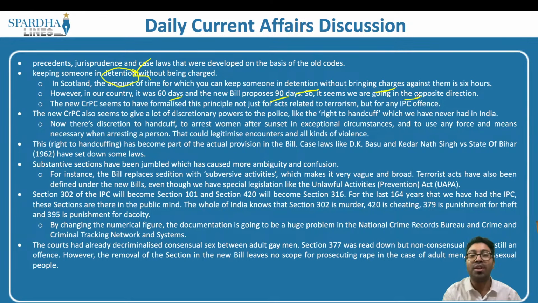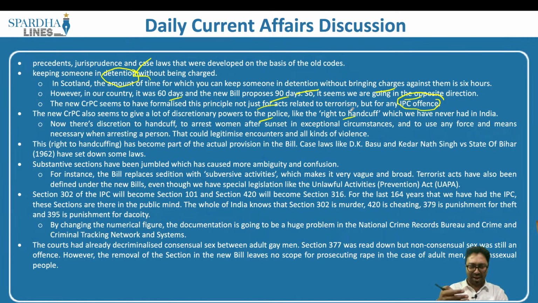So it seems we are going in the opposite direction, and the new CRPC seems to have formalized this principle not just for acts related to terrorism, but even for general laws like IPC. So this is the major issue, says the author. The new CRPC also gives a lot of discretionary powers to the police, like the right to handcuff. Right to handcuff has already been discussed in a couple of judgments in India. For example, the DK Basu case, and we also have the Kedarnath Singh judgment as well.